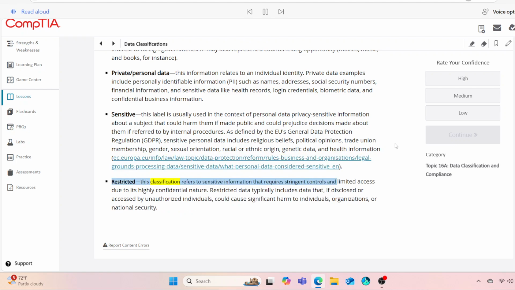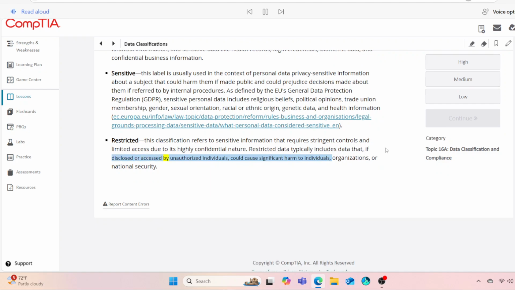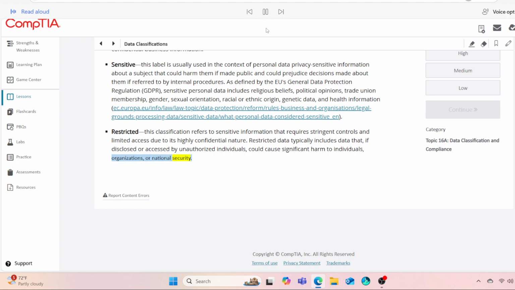Restricted. This classification refers to sensitive information that requires stringent controls and limited access due to its highly confidential nature. Restricted data typically includes data that, if disclosed or accessed by unauthorized individuals, could cause significant harm to individuals, organizations, or national security.